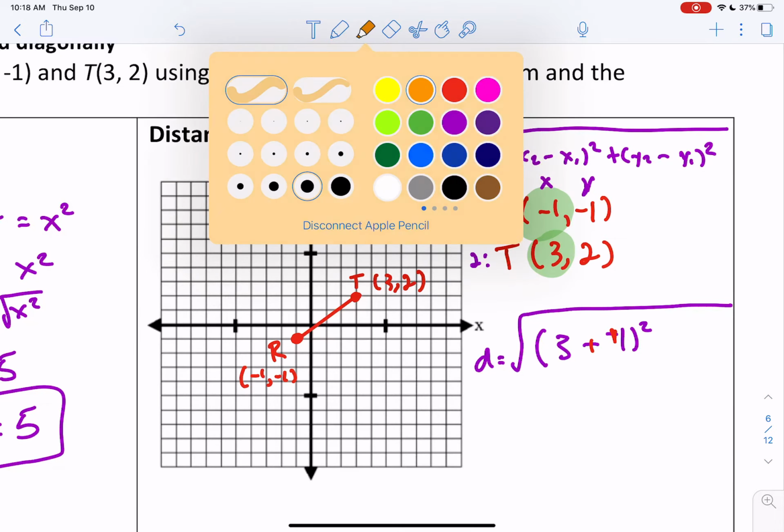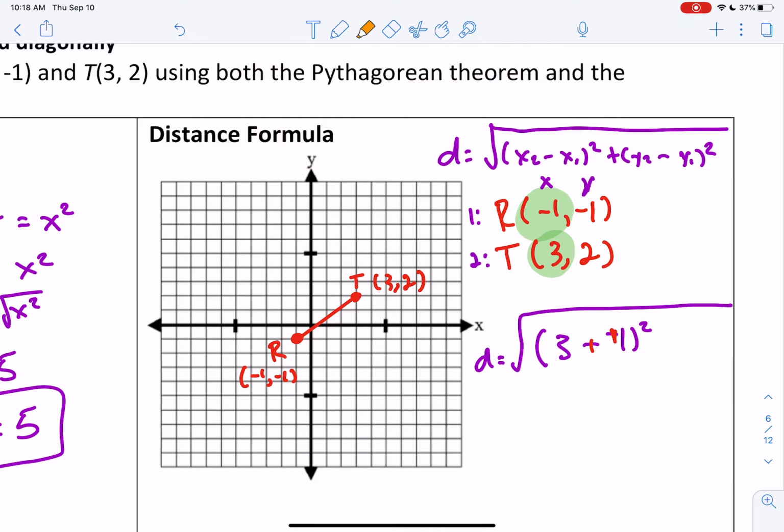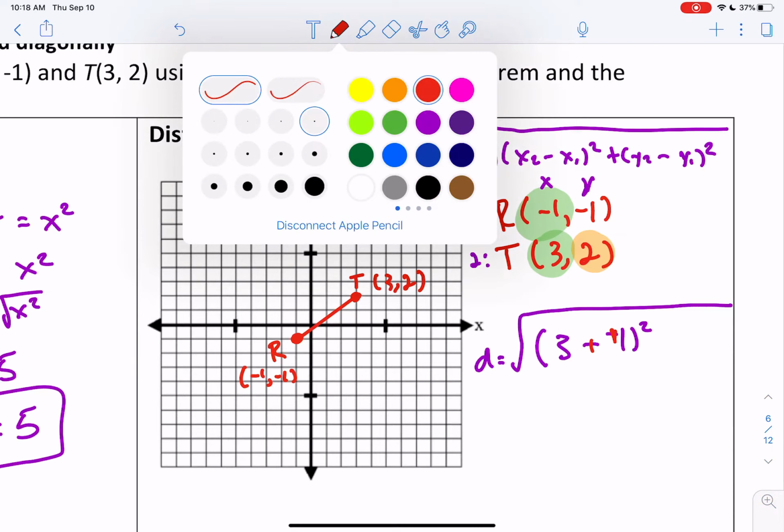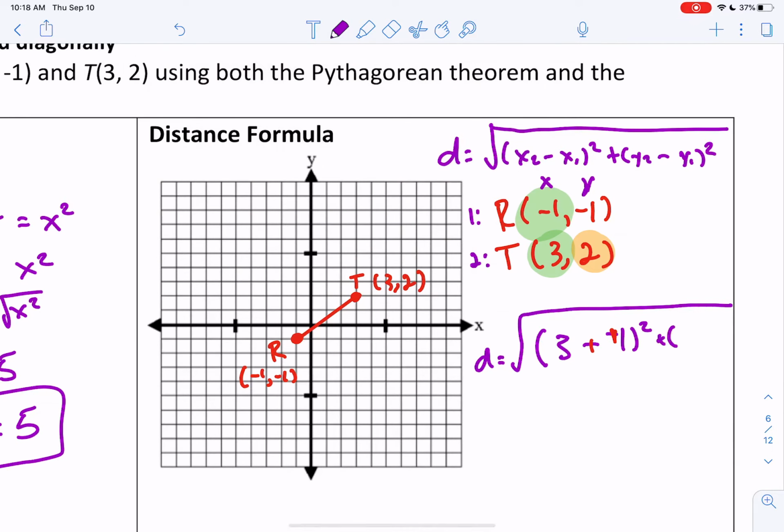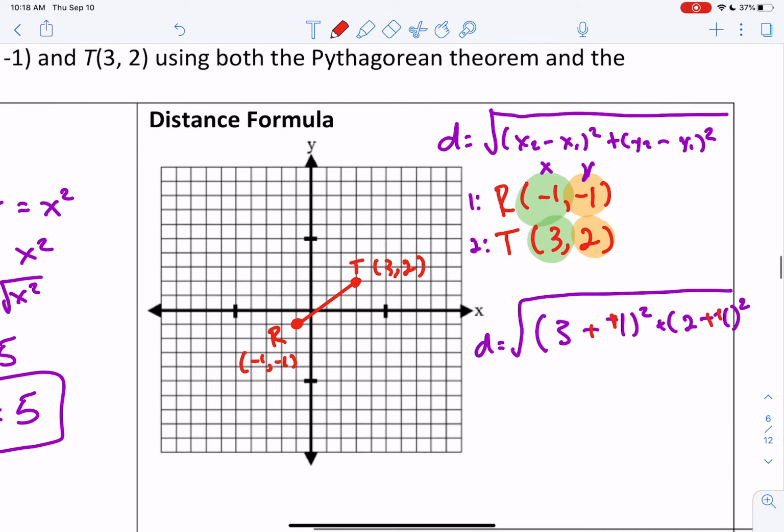And then I'm going to keep going with this. We've got y2 minus y1, so y2 is going to be this one right here. That's the y-coordinate of point number 2. So I'm going to go plus y2, which is 2. And then I'm going to go minus y1, which again is going to be -1 squared. And again, I've got that plus positive in a row right there, so make sure we let that reflect.